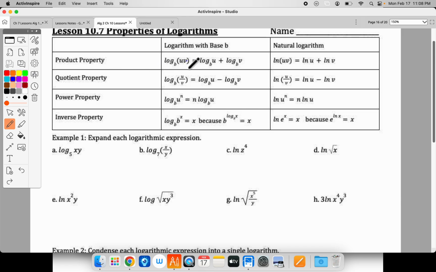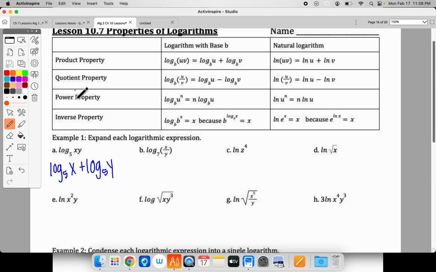So you can rewrite this as the log with the base, whatever the base is, of u plus the log with the base and then the v out to the side. So multiplication logs can be rewritten as addition logs and still give you the same answer. Just don't change their bases.